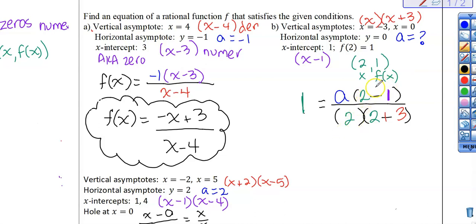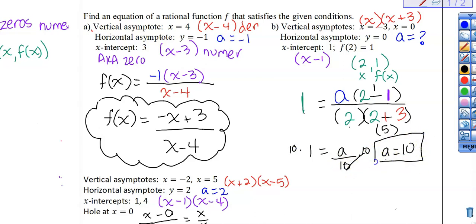Let's simplify first. 2 minus 1 is 1, and that's 2 times 5, which is going to be 10, right? So we get 1 equals A over 10. So we can solve for A here by doing what? Yeah, clearing the fraction. Multiply both sides times 10. So A equals 10. So now we know what A is. We can now write our equation.